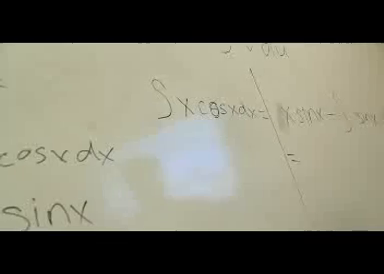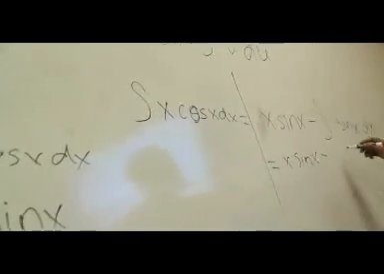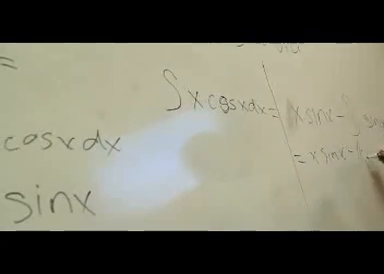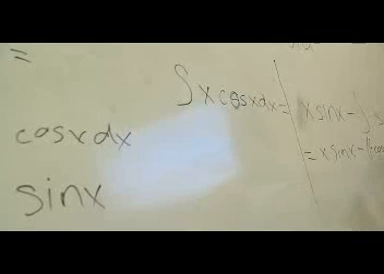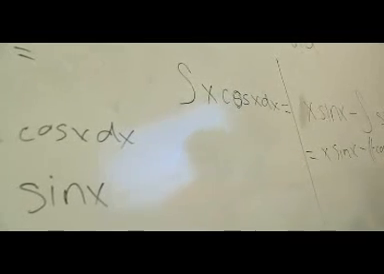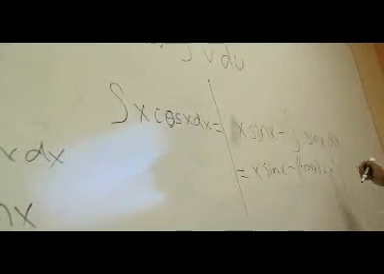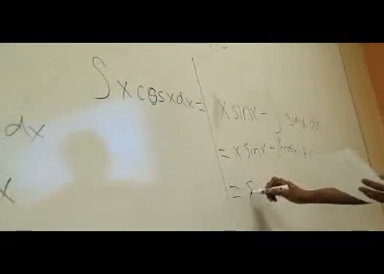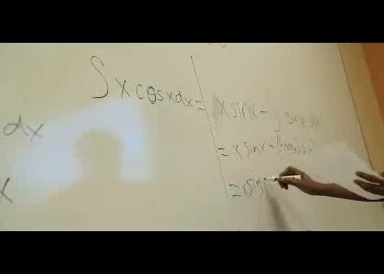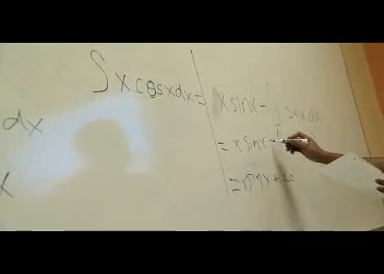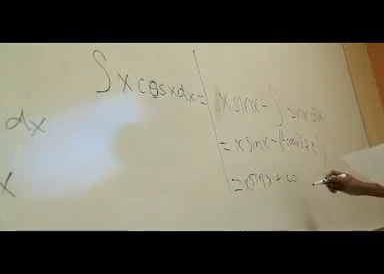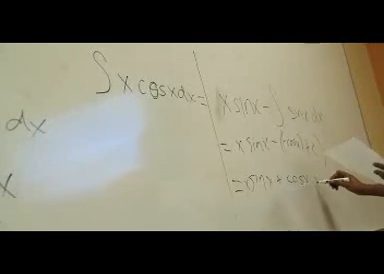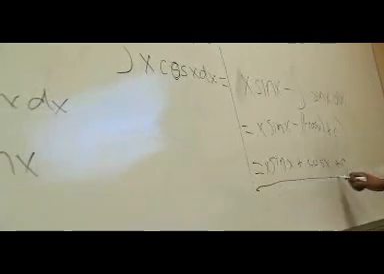This will equal x sine x minus the integral of sine x. That's negative cosine x plus c. We always add plus c because we might have lost it during our derivatives. Okay, and as we simplify, it will be x sine x plus cosine x plus c, since two negatives make a positive. This is our final product.